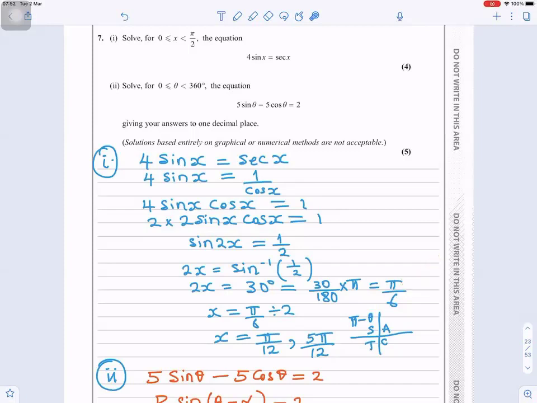To change from degrees to radians, you multiply by pi over 180. So 2x is pi over 6, and x is pi over 6 divided by 2. Take the 2 to the right, it becomes divided by 2. So x is pi over 12. And also sine is positive in the second quadrant, which will be 5 pi over 12. That's pi minus pi over 12, which will give you 5 pi over 12. So that's how you get the second answer. So those are the answers for x.